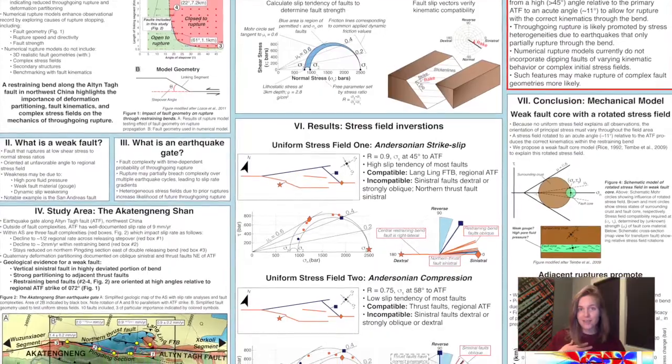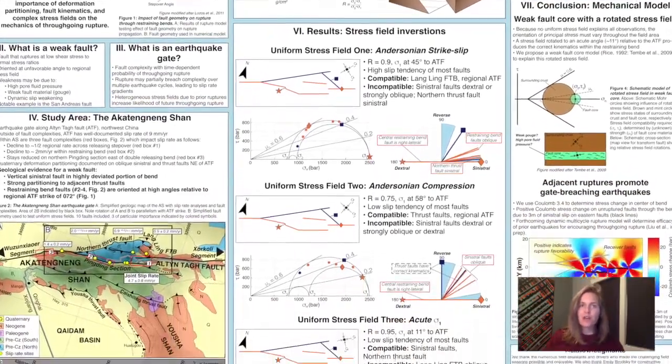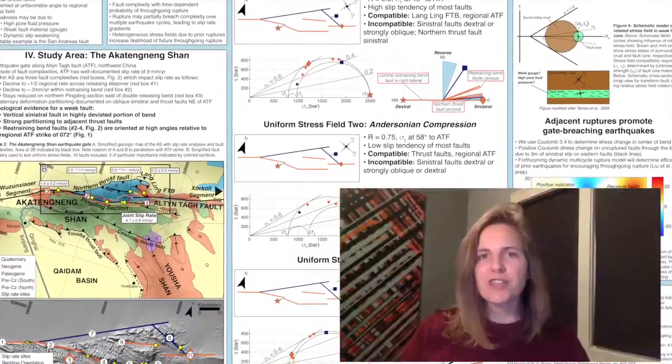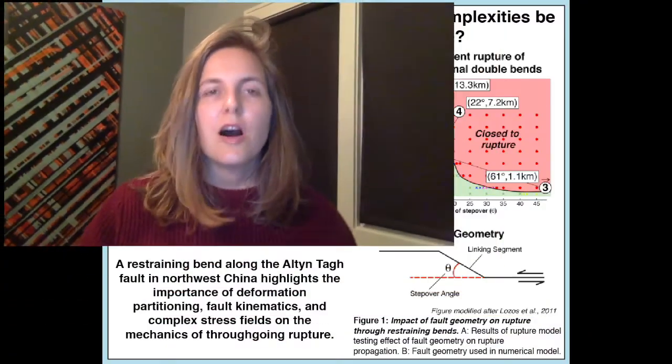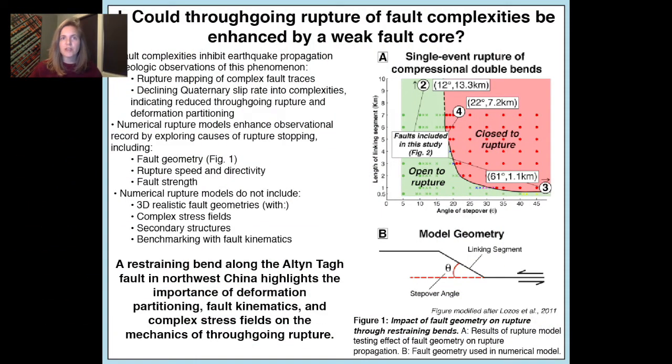I'm Veronica, and I'm going to briefly walk you through the highlights of our research and where you can locate all of the key information. Our motivating research question is how effective fault complexities, such as restraining bends, are at stopping earthquakes. This question is really important for constraining rupture length, which scales with seismic hazard.